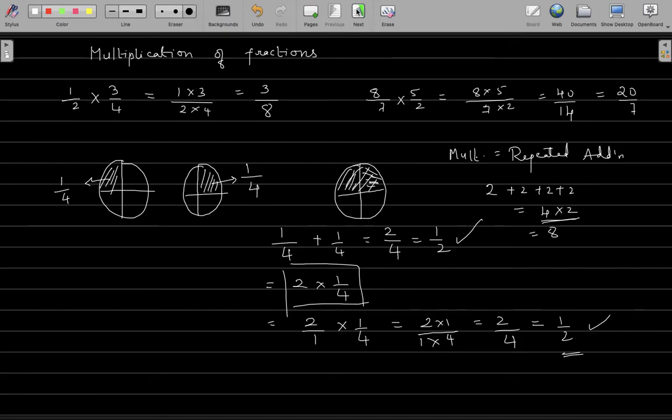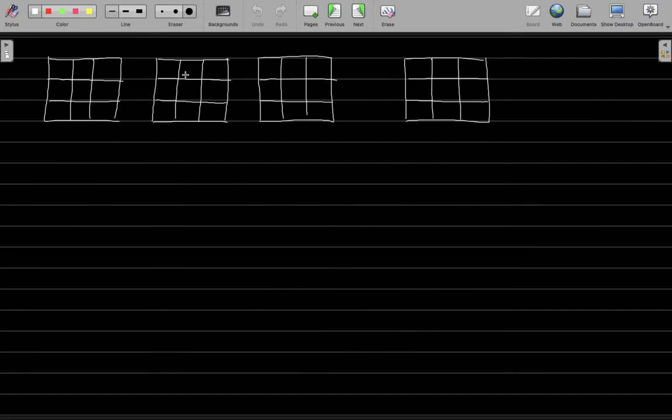Suppose I have a whole object being divided into 9 parts. Out of 9 parts, let me say I want to consider 2 parts, right? So this will be 2 by 9.